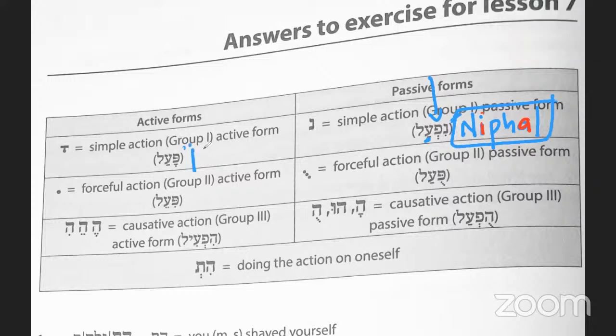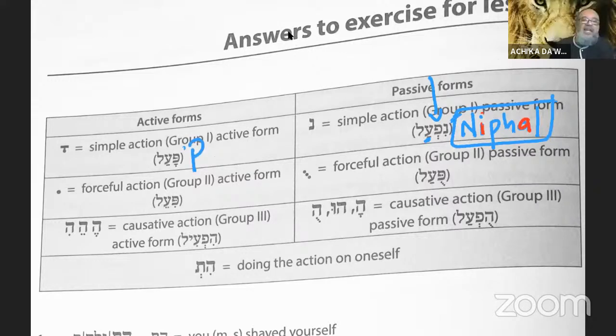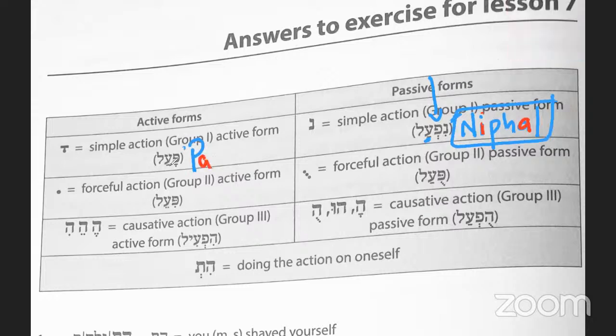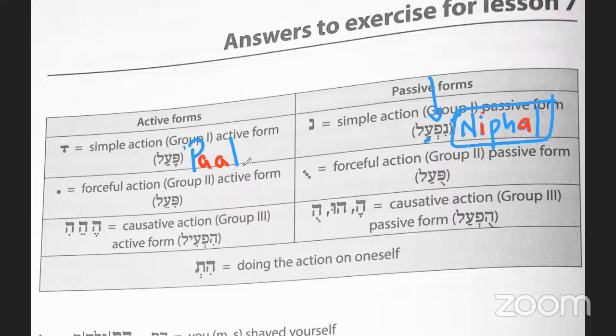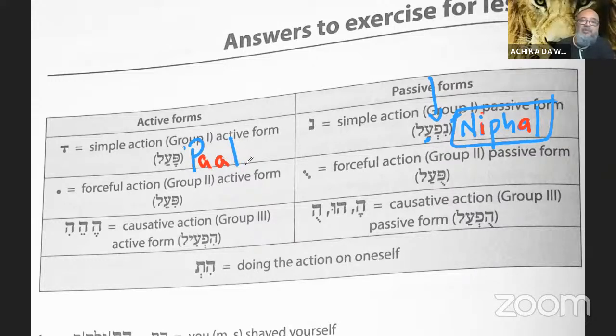P. Okay. And it has an ah sound. So what's the vowel? A. And then it has another A, a little shorter. So use another A. And then the final letter is a lamed, which is an L in English. And what's that called? A pa'al. Okay. And so a pa'al is a very simple action.